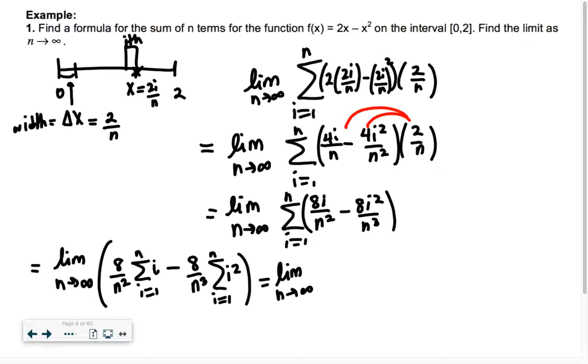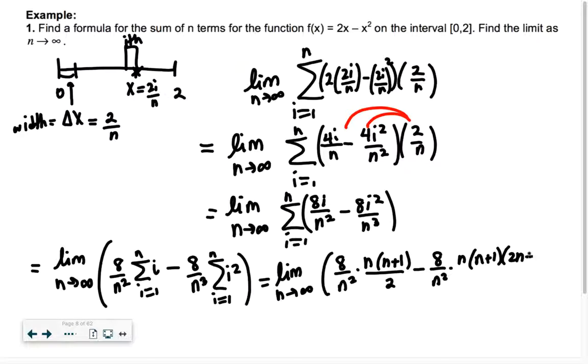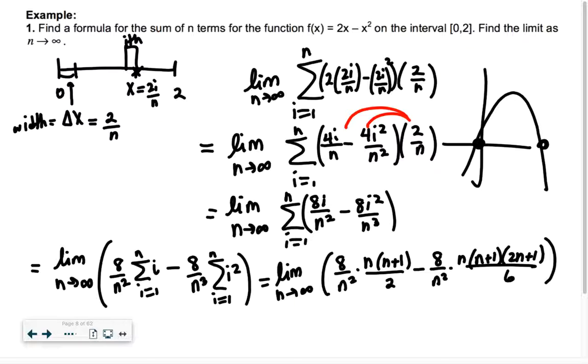So I have my 8 over n squared, summation of i, that's going to be n times n plus 1, all over 2. The summation of i squared is n times n plus 1 times 2n plus 1, all over 6. Okay, see how smart you are. Negative 8 over 3? I don't know, maybe. I feel like it should be positive. I think it's above the axis. I think it's the downwards parabola that has an x-intercept of 0 and an x-intercept of 2. So I think it should be positive.